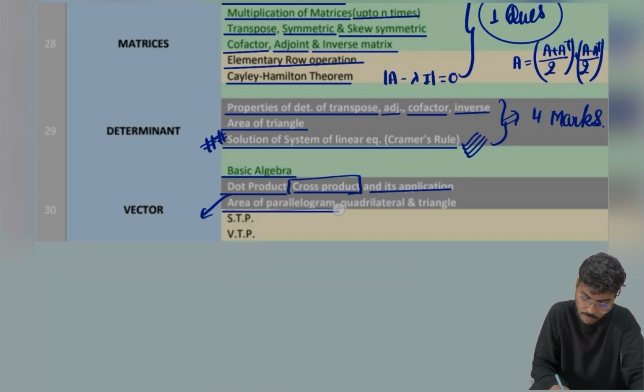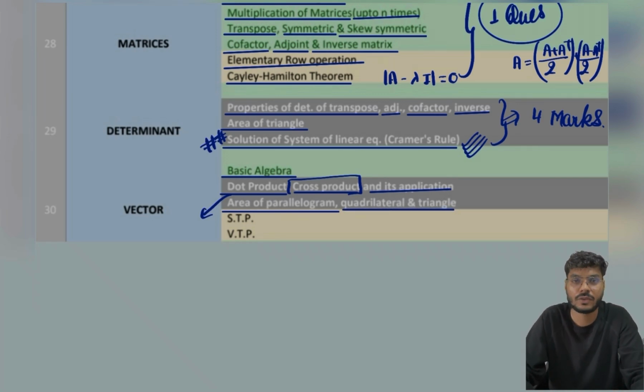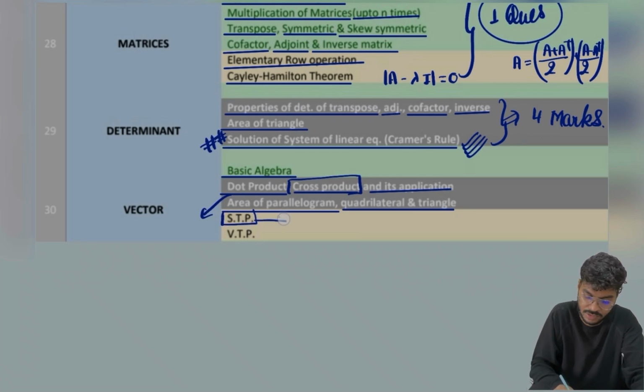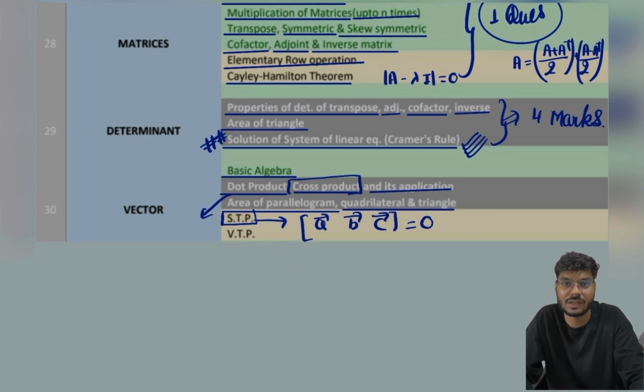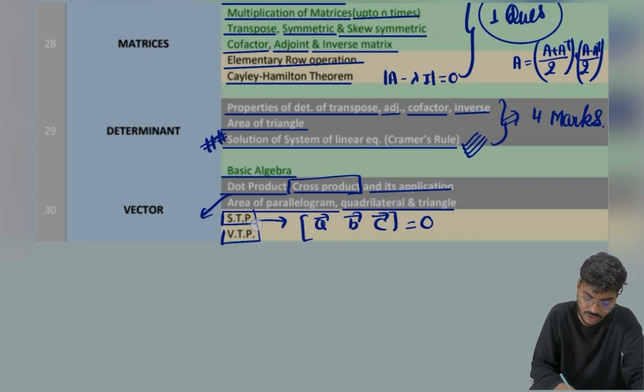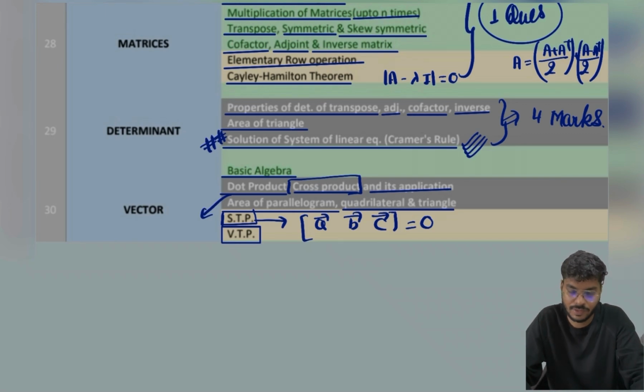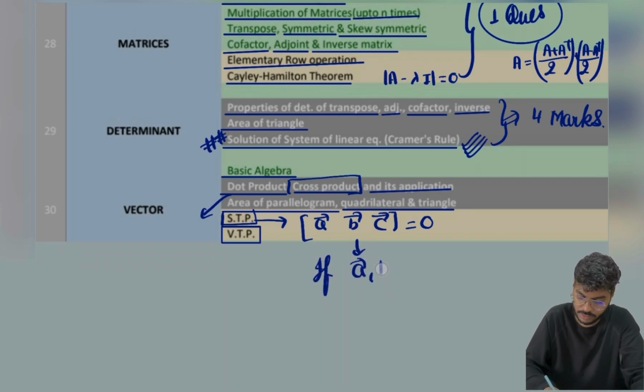Then revise the area of parallelogram. Quadrilateral, area of quadrilateral, area of parallelogram, area of triangle. STP, in the STP what is important? That if 3 vectors are coplanar, their box should be 0, right? Just revise the properties of STP also. VTP is not in your syllabus, so just go through VTP also. Vector triple product, revise the formulas, but don't give too much weightage on the STP and VTP. If A, B, C are coplanar, then box will be 0.